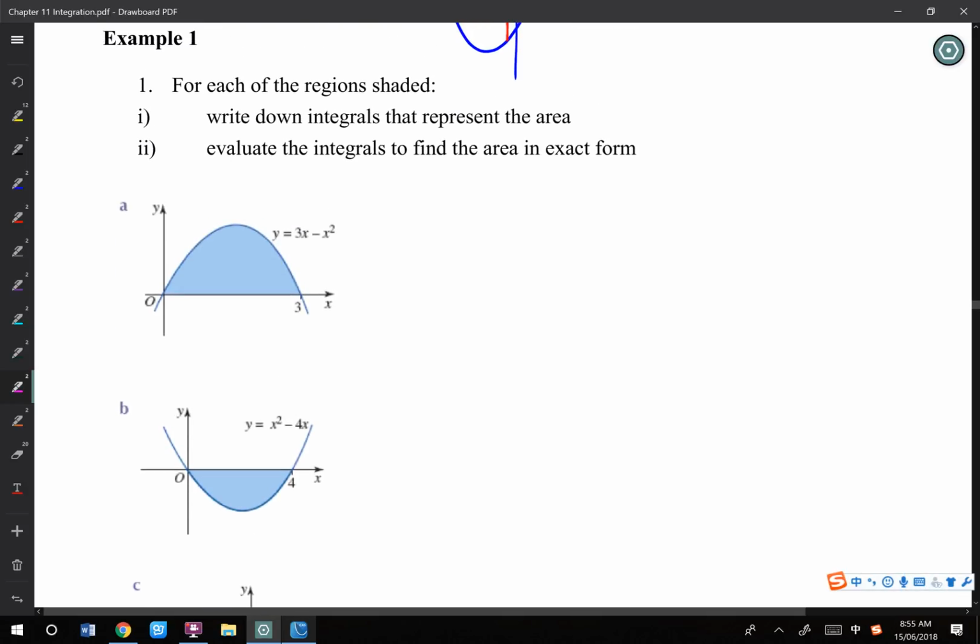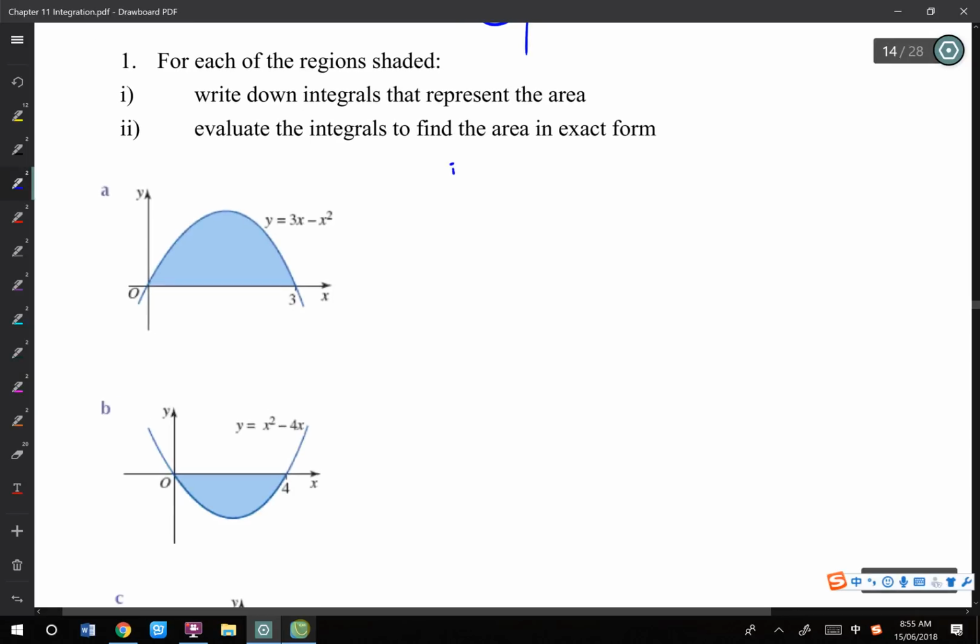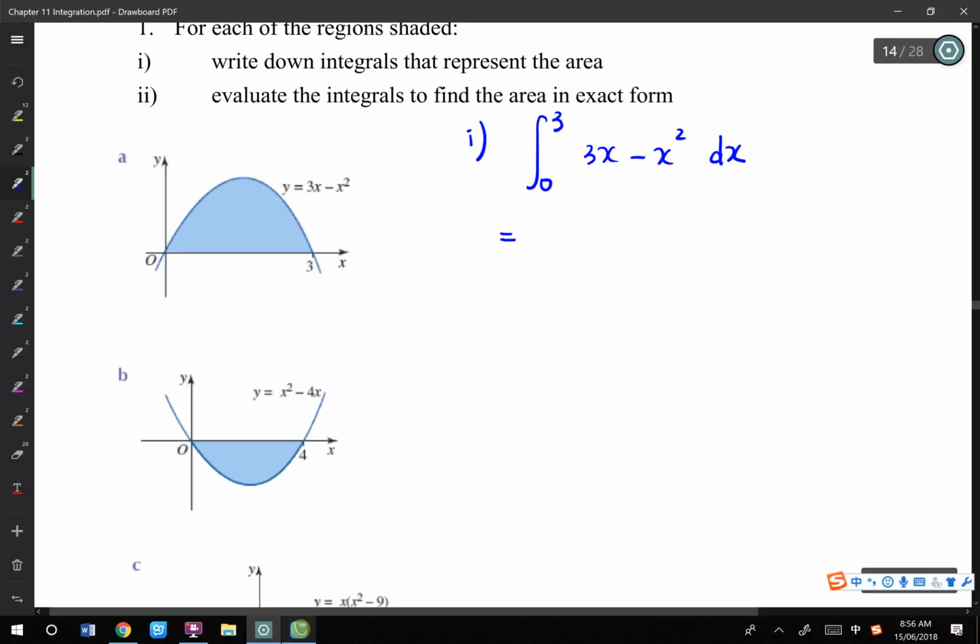So write down the integrals that represent the area. For the first one, it's all positive and I can see it's from 0 to 3 of that function. So I just write 0 to 3, 3x minus x squared dx. Because it's all positive, I can directly write it out. So this will give me 3 over 2 x squared minus a third x cubed, 0 to 3.